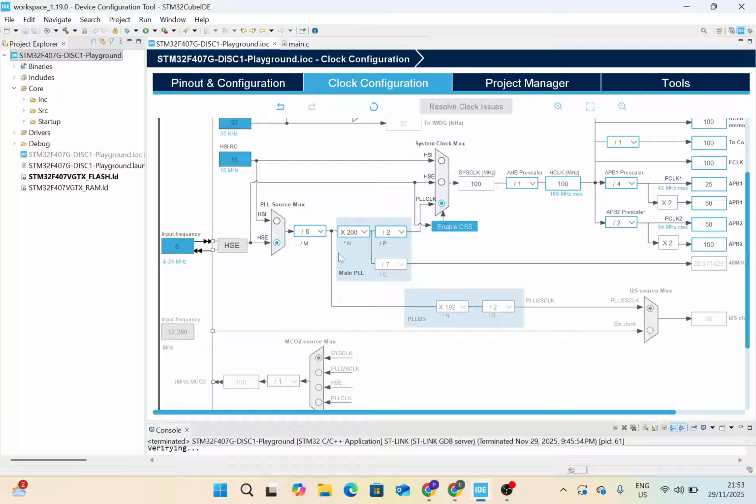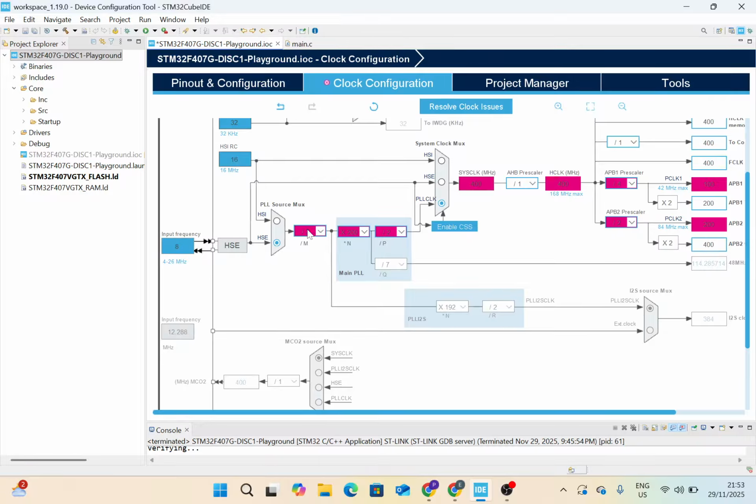The beautiful thing about this clock tree user interface here is that if I select anything, let's say I select 2, if it's a mistake and I put the mouse cursor or the pointer on it, it's going to tell me. So it says PLLM, let me hover over it again. PLLM output frequency is currently set to 4 megahertz. It must be between 0.95 to 2.1 megahertz.